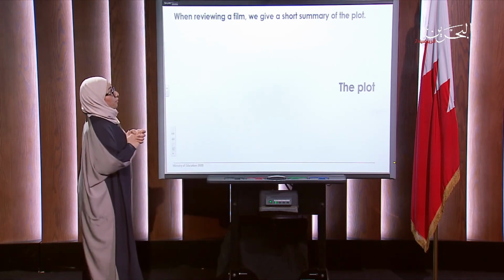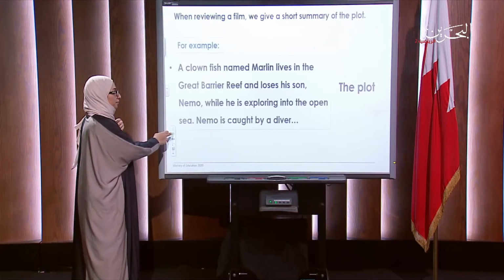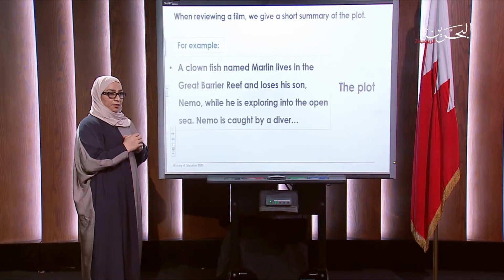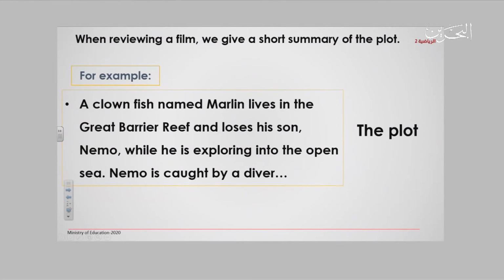When reviewing a film, we give a short summary of the plot, which is paragraph 2. For example, a clownfish named Marlin lives in the Great Barrier Reef and loses his son, Nemo. While he is exploring the open sea, Nemo is caught by a diver, and you go on with the story. This is again a film which I really like. I recommend it again to you.